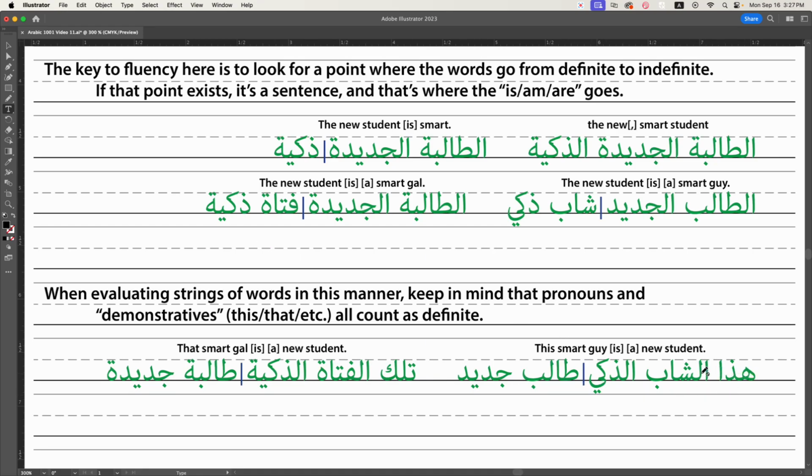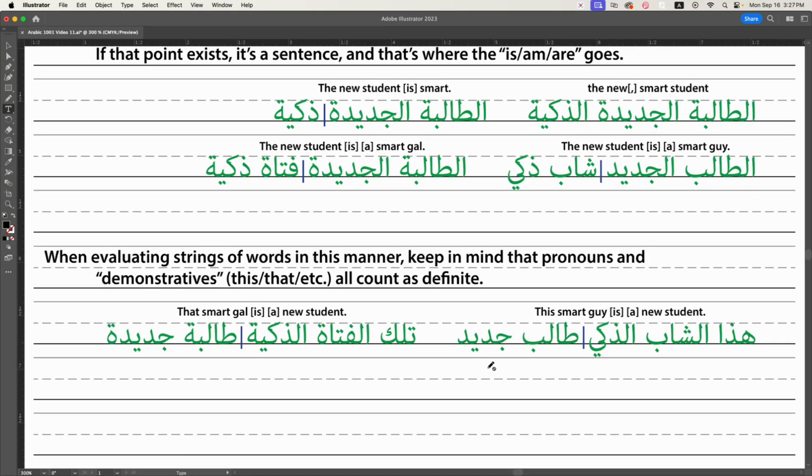So هذا الشاب ذكي, this smart guy, what about him? He is a... and we don't have an "is" or an "a", new student. So again, it's not rocket science. It just doesn't really work like English does. English will help you out a little bit more and then take you around into the back alley and beat the hell out of you by spelling things funny.